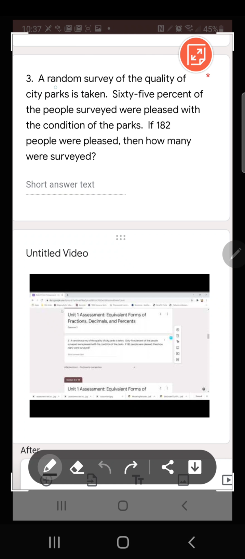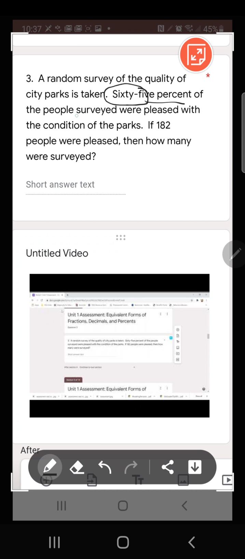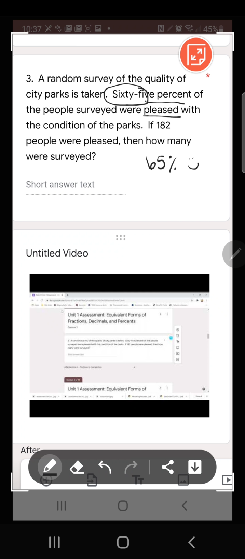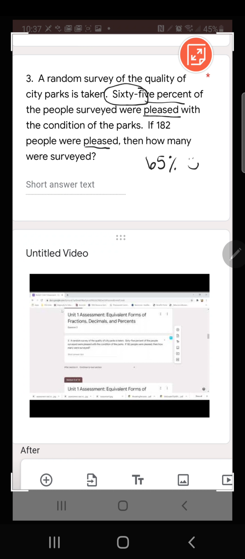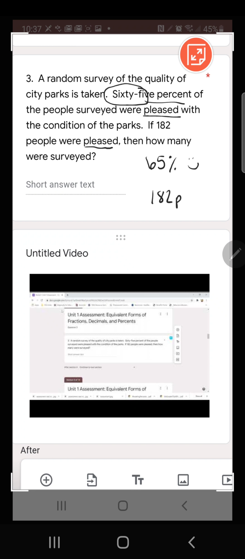Okay, so for number 3, it says a random survey of the quality of cities' parks is taken. 65% of the people surveyed were pleased with the condition of the parks. So right now I know that 65% were pleased. They were happy. If 182 people were pleased, so that percent is equal to 182 people that were happy with the condition in the parks, I want to know how many were surveyed. Because I'm looking for how many were surveyed, I'm looking for the total.